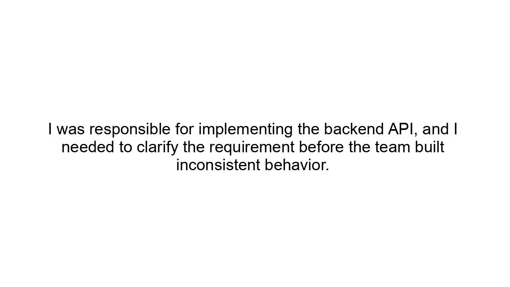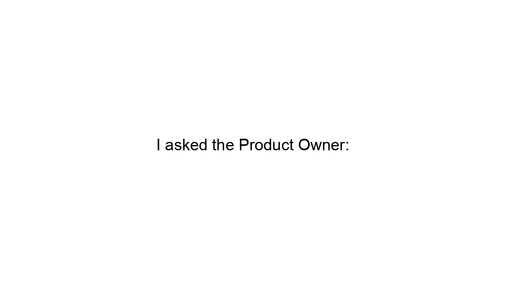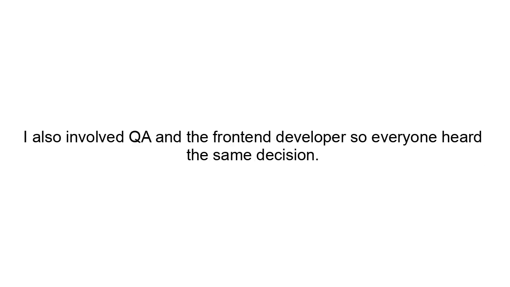Task: I was responsible for implementing the backend API, and I needed to clarify the requirement before the team built inconsistent behavior. Action: instead of making an assumption, I raised the question during backlog refinement. I asked the product owner which users should be able to update the field, whether normal users should only view it, whether the action required audit logging, what response should be returned to unauthorized users, whether the front-end should hide the field. I also involved QA and the front-end developer, so everyone heard the same decision.